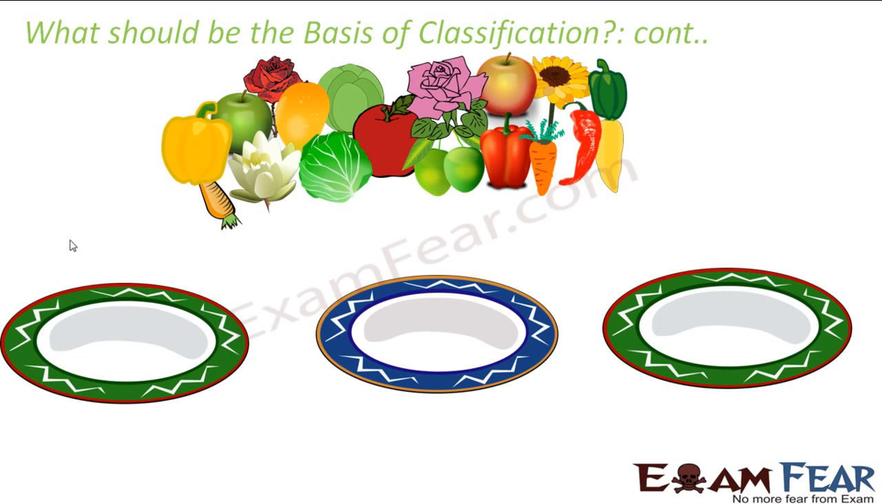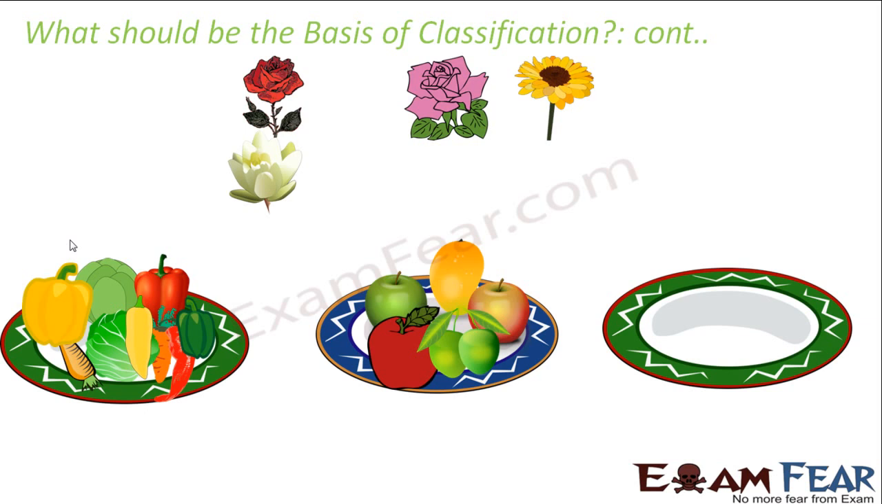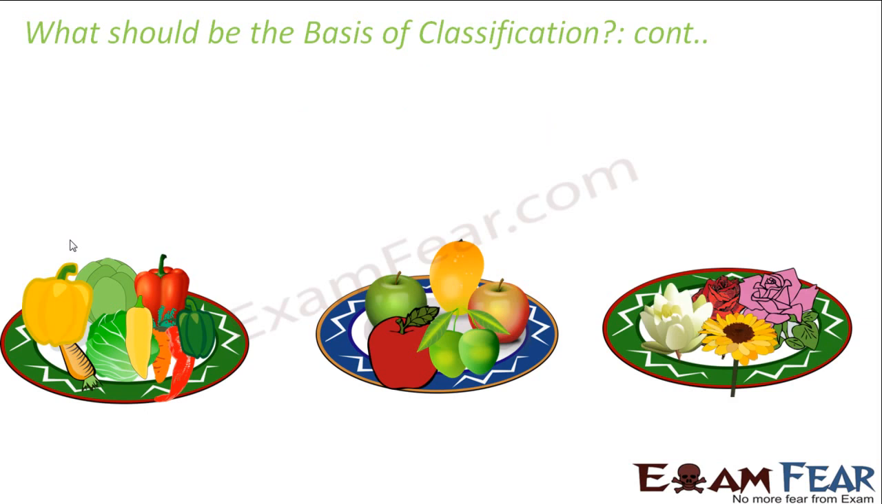For example, if you want an apple from here, since there are so many things, it will be more time consuming to find that apple. So what do you do? You plan to classify them into three groups. First group vegetables, second group fruits and third group flowers. So this is how you segregate them. You take out all the vegetables in the first plate, all the fruits in the second plate and all the flowers in the third plate. So now you have classified them into three groups.